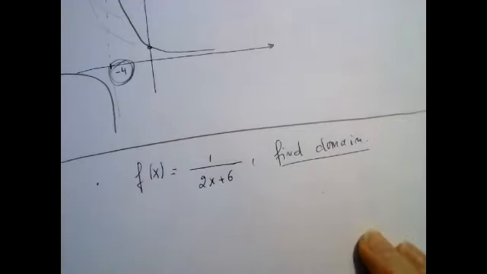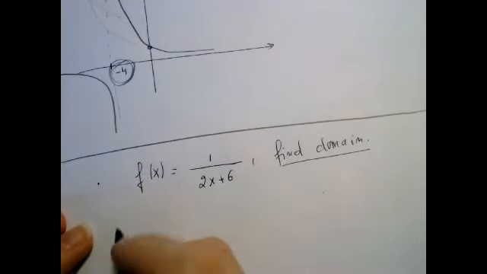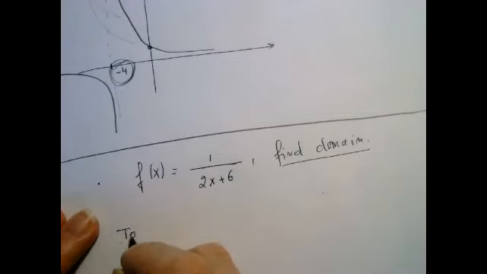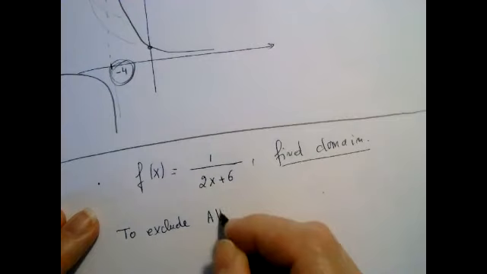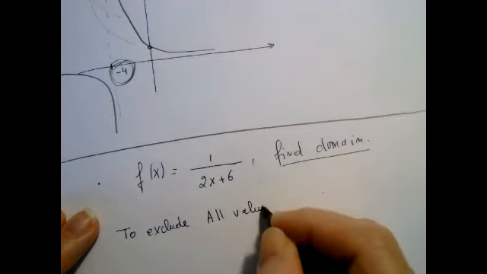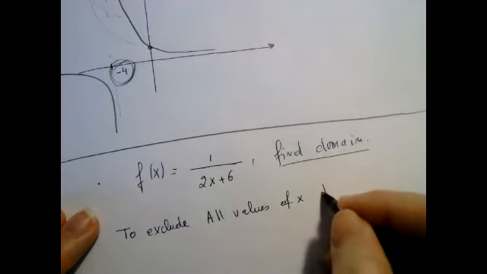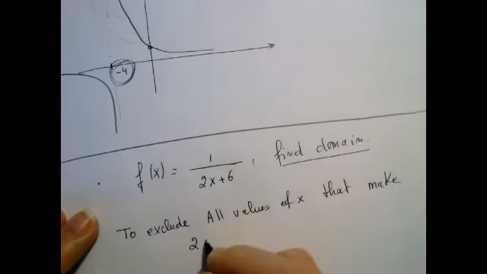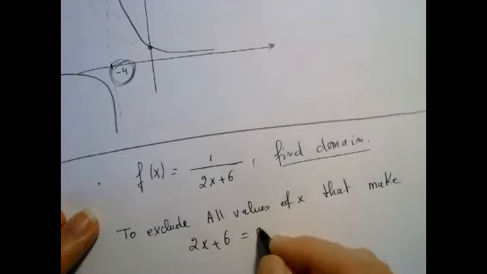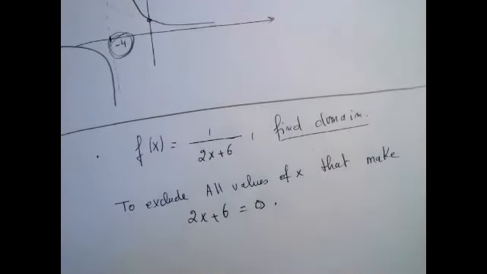Okay, that's fine, but I also want you to be able to solve, because if the expression is a bit harder than that, you won't be able to see it, all right? So which value do we have to exclude? We have to exclude all the values of x that make the denominator 0. That's really what we have to exclude.